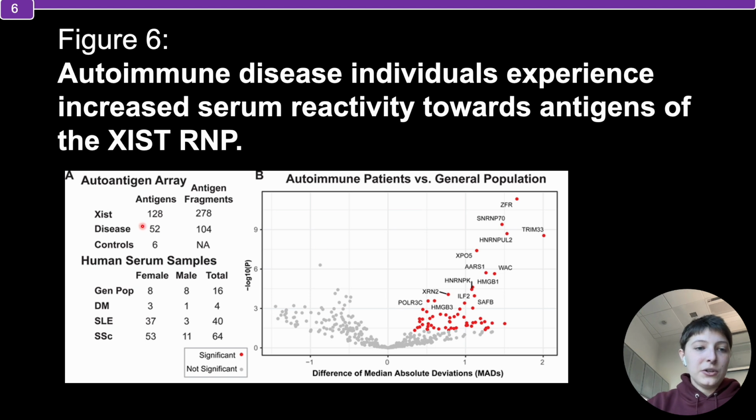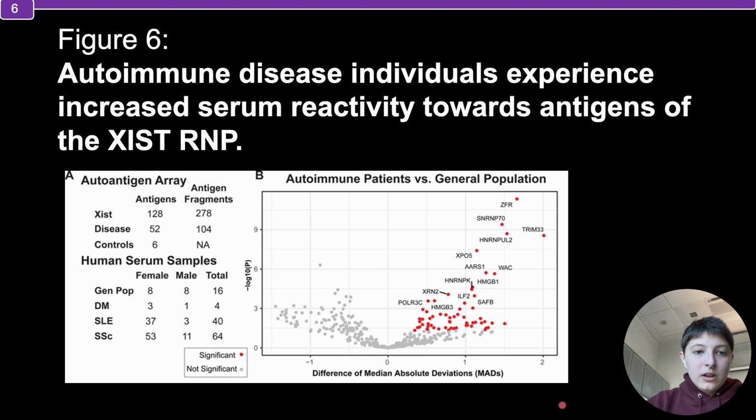So these 52 antigens are known to be associated with DM, so it's kind of like a positive control. We should see some type of overlap between the Xist and the disease. So we can actually get into this.